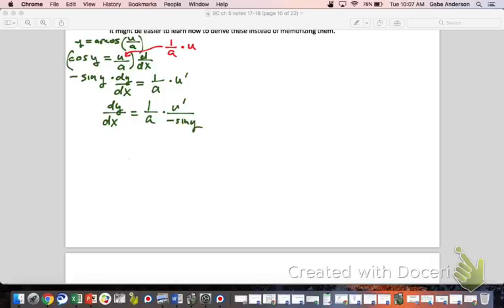So I'm going to write one more step. Maybe you guys already did this. I'm going to write dy dx equals negative u prime over a sine of y. So again, I'm just reiterating, I've got the top pretty much figured out. Denominator, not. Okay, so any ideas on what I could do to deal with that denominator?